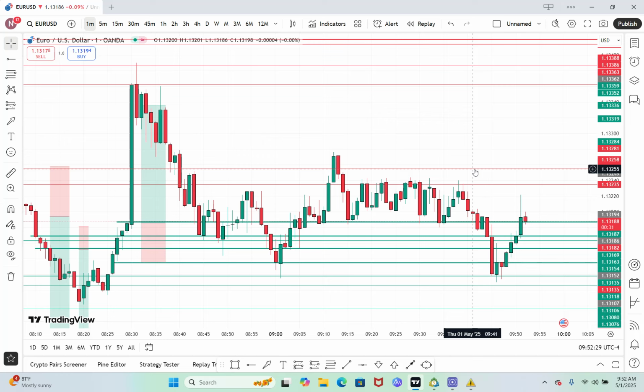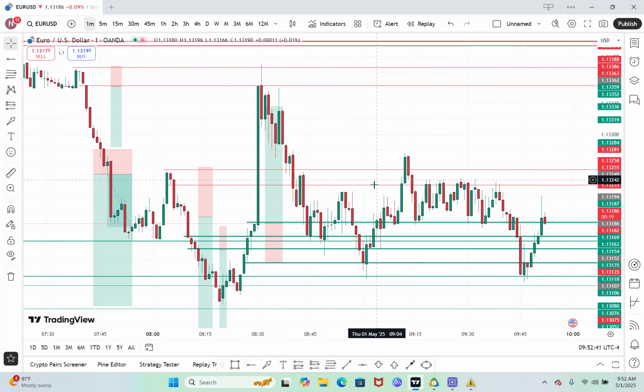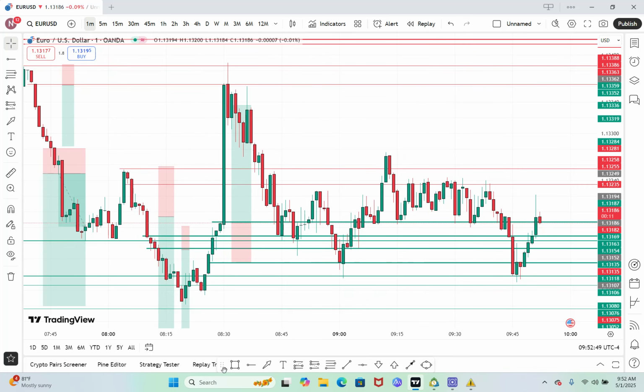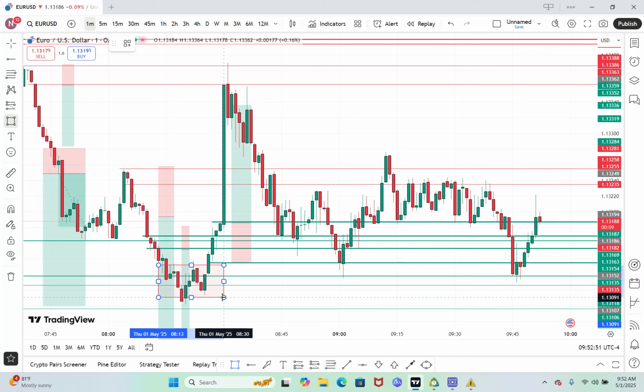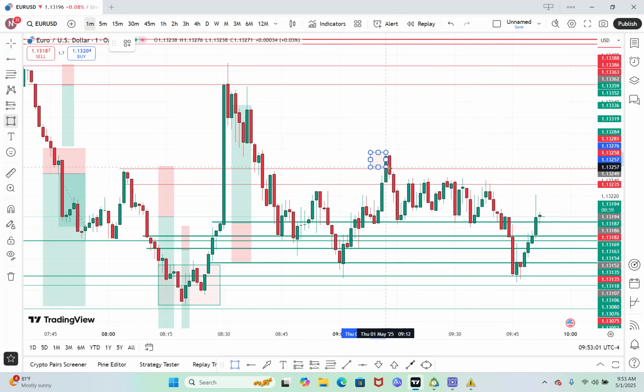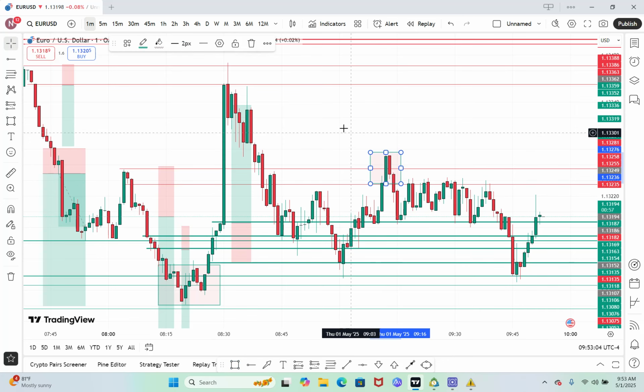Still a wait and see game. The market is ranging right now. The market is in a range between this era and this era. Right, so the market is ranging between these two eras.